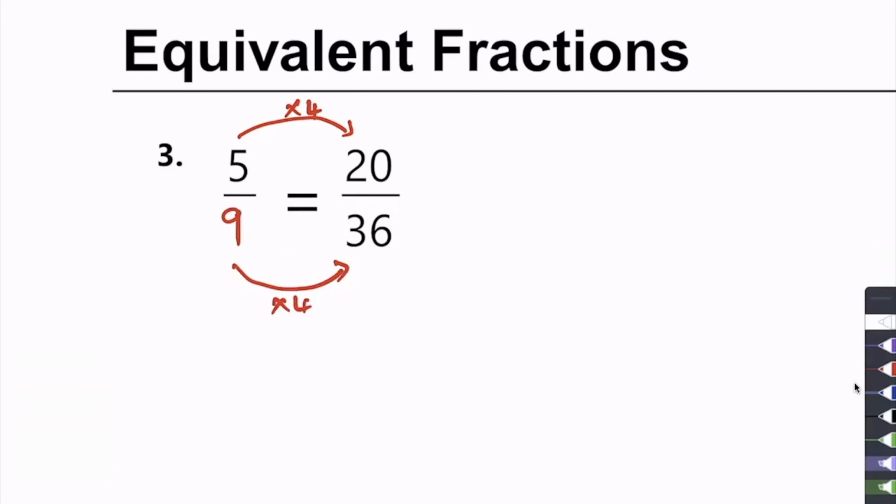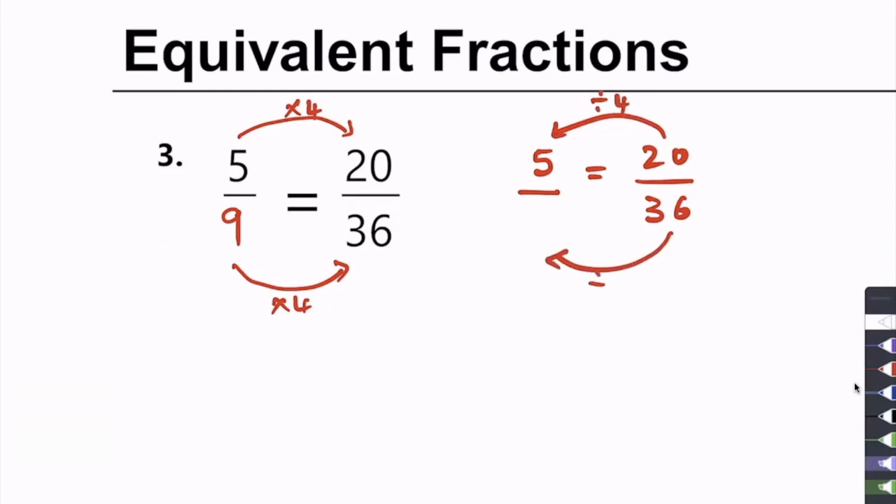The other way that I could have looked at that is I could have said 5 over something is equal to 20 over 36, so just rewriting the question. I could have said 20 divided by 4 gives me 5, and 36 divided by 4 gives me 9. So you can choose to go either way. I tend to find that if you go with the multiplication, it makes it a little bit easier.